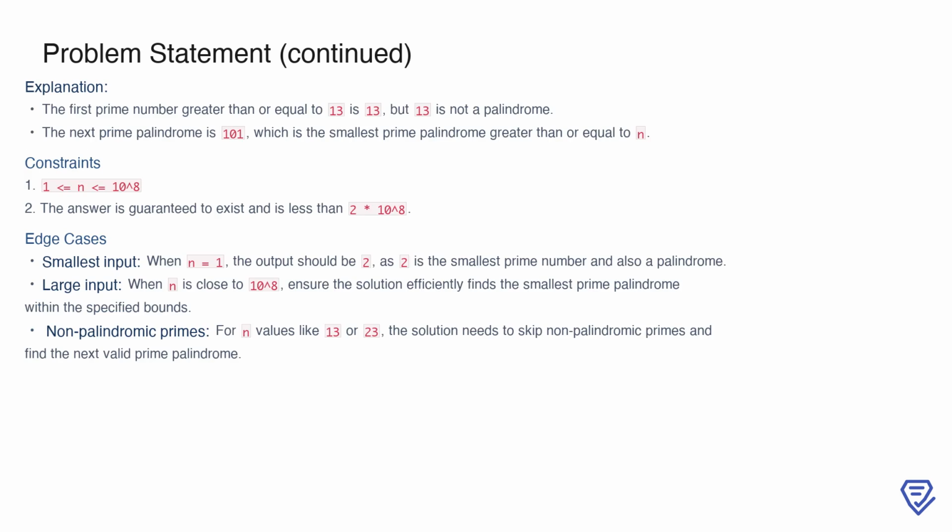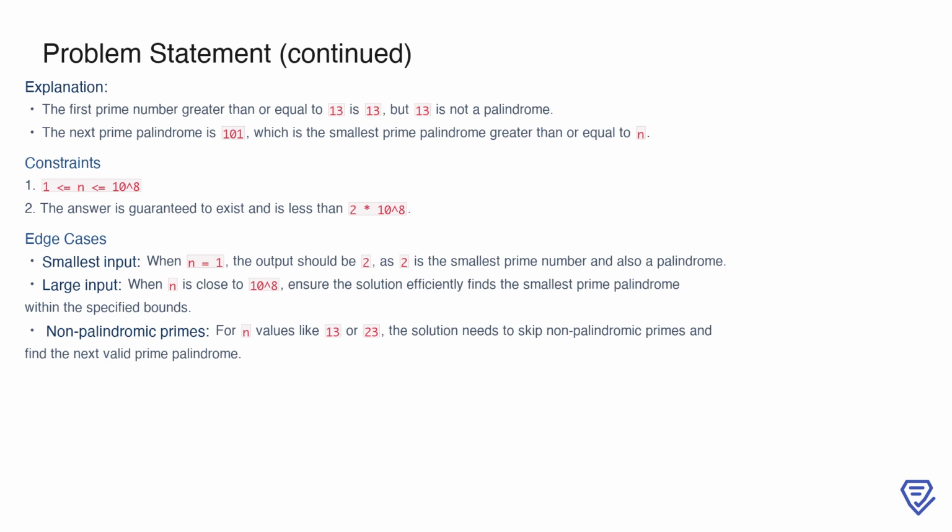Finally, let's examine a slightly more complex case where n equals 13. Here, 13 is the first prime number greater than or equal to 13, but it is not a palindrome because it does not read the same backward. The next prime number after 13 that is also a palindrome is 101. This makes 101 the smallest prime palindrome greater than or equal to 13.